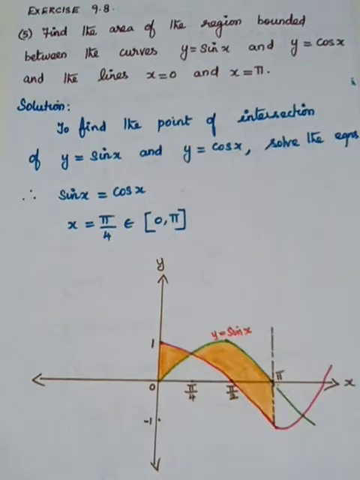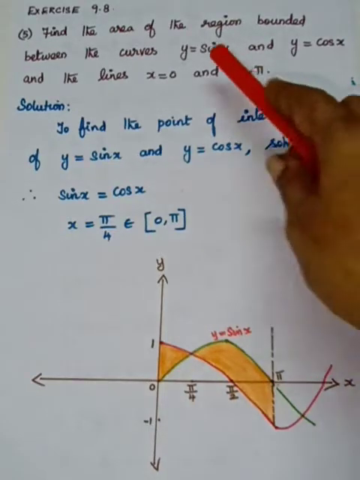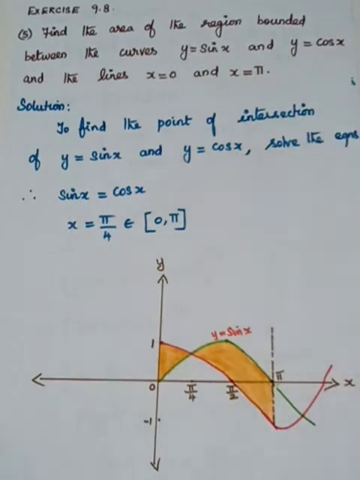Good morning, students. Exercise 9.8, problem number 5. Find the area of the region bounded between the curves y is equal to sin x and y is equal to cos x and the lines x equal to 0 and x is equal to pi. So here two curves are given. We are going to find the area bounded between two curves.